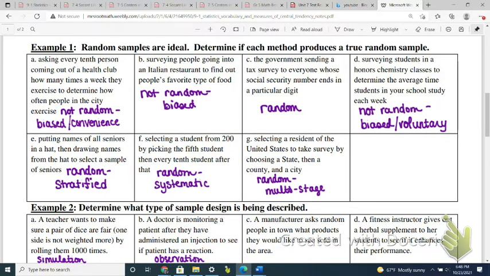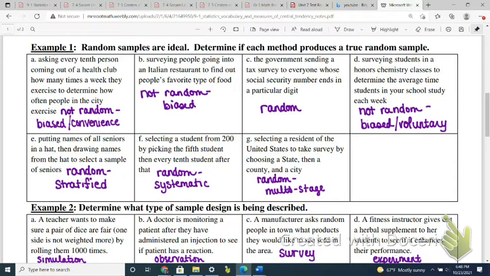C, a manufacturer asks random people in a town what products they would like to see sold in the area. And this is a survey. Just asking a question, writing an answer. And D, a fitness instructor gives out an herbal supplement to her students to see if it enhances their performance. So this is an experiment. She is giving them something to ingest in their body to see if it changes anything.